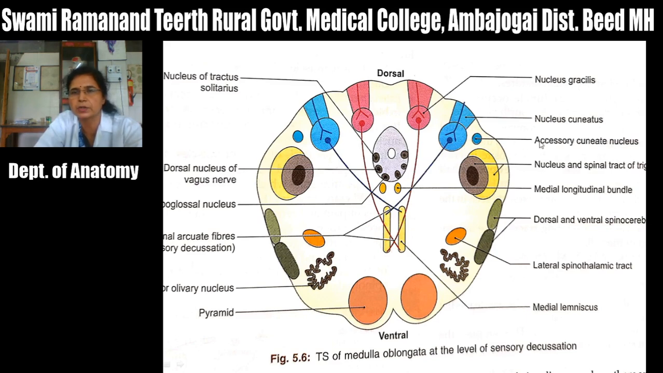nucleus cuneatus, and that is called the accessory cuneate nucleus. At the time of ascending tracts, we have already seen this accessory cuneate nucleus. It receives unconscious proprioceptive fibers from the upper extremity. They relay in this nucleus, and efferents of this nucleus form the cuneocerebellar fibers or the posterior external arcuate fibers. They enter into the inferior cerebellar peduncle and terminate in the cerebellum. So this is about the transverse section of medulla oblongata at the level of sensory decussation.